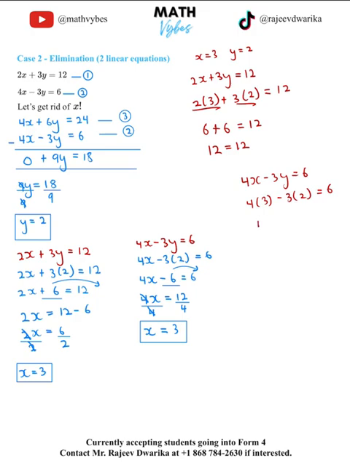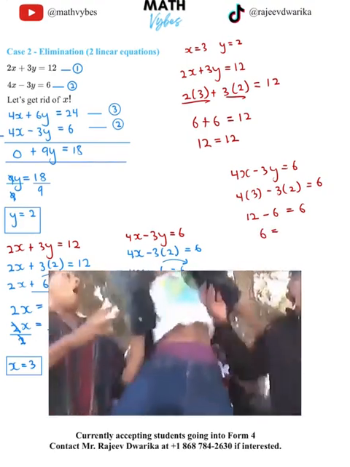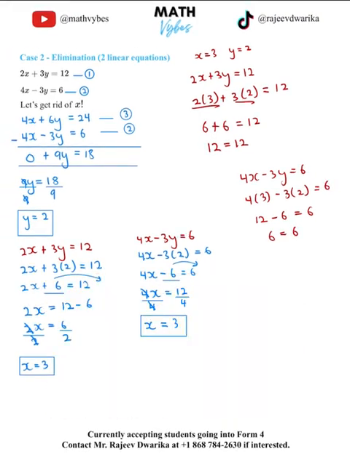What is 4 by 3? 4 by 3 is 12. What is 3 by 2? That's 6. So 12 minus 6. And what is 12 minus 6, guys? That's 6. That means our answer is correct. So your answers are x is equal to 3 and y is equal to 2.